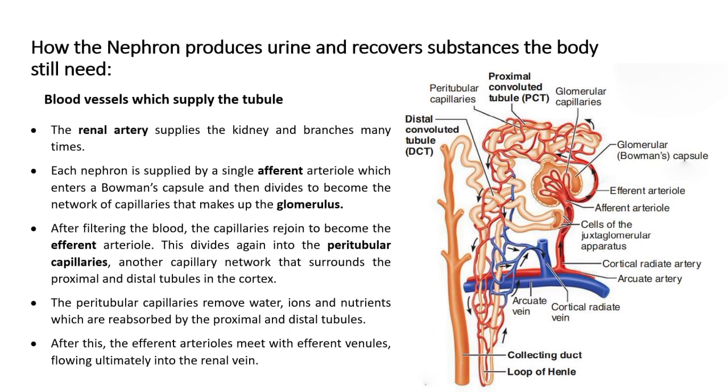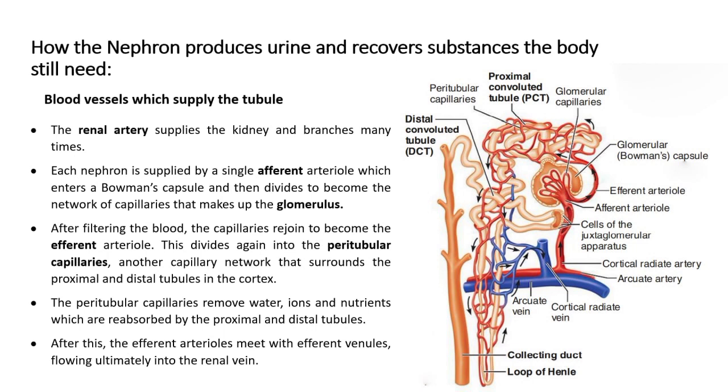Blood vessels which supply the tubule. The renal artery supplies the kidney and branches many times. Each nephron is supplied by a single afferent arteriole which enters a Bowman's capsule and then divides to become the network of capillaries that makes up the glomerulus. So in this network of capillaries, the filtration of the blood happens.